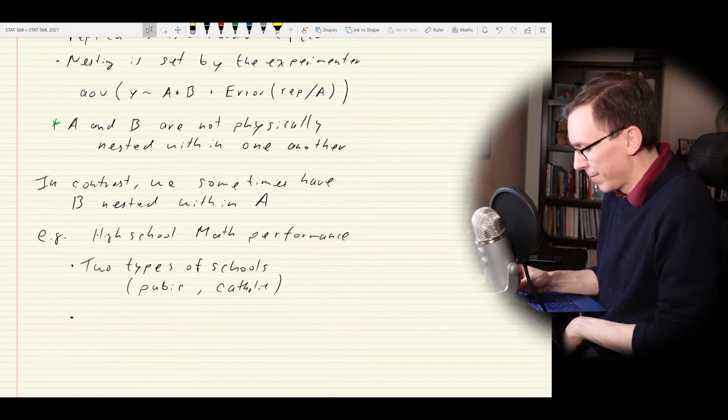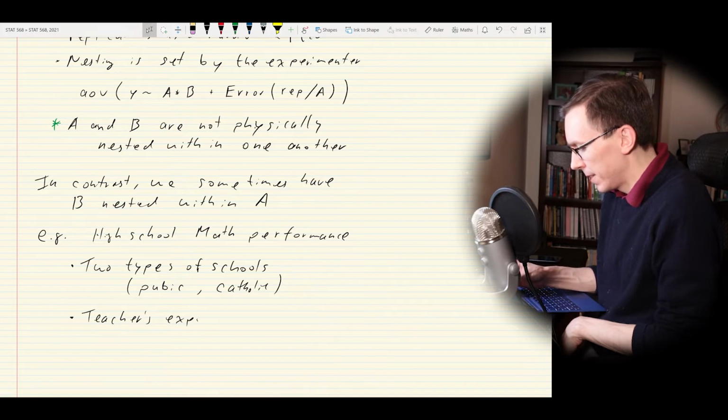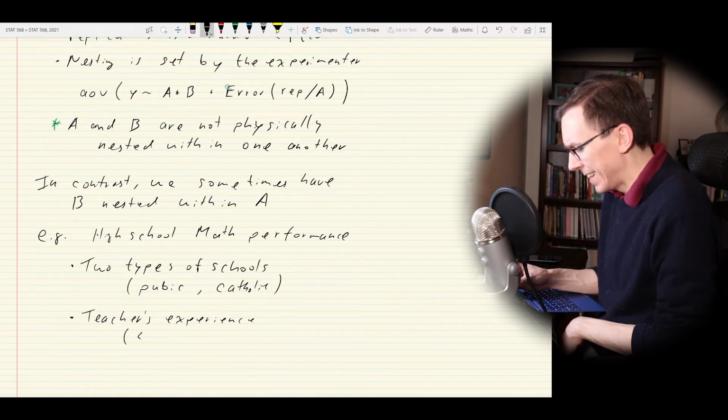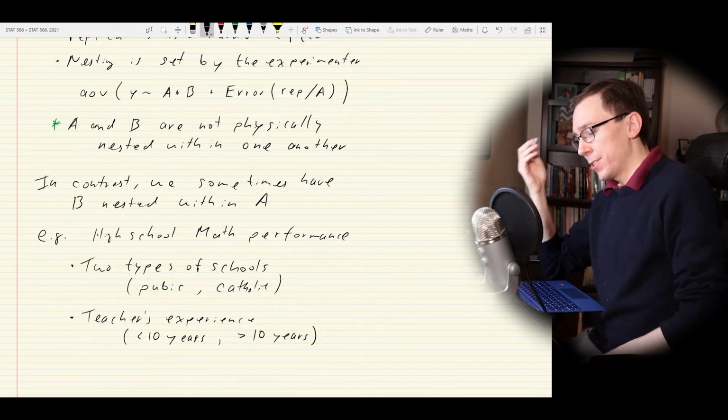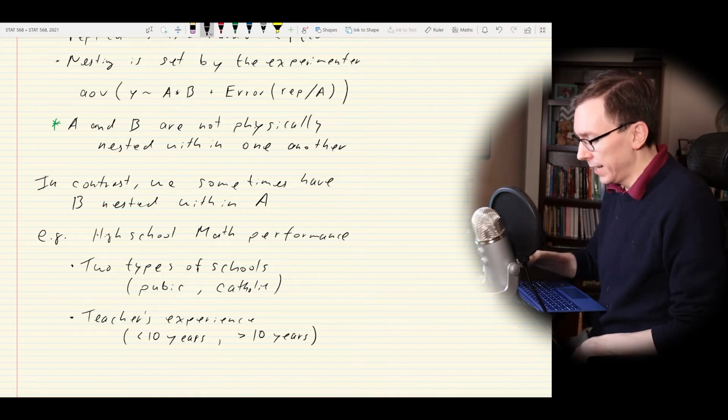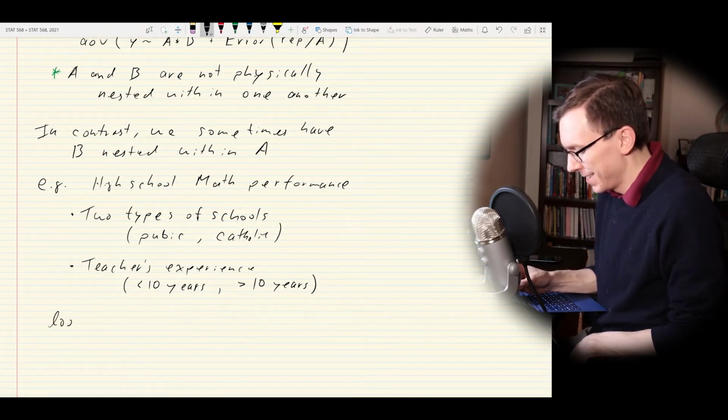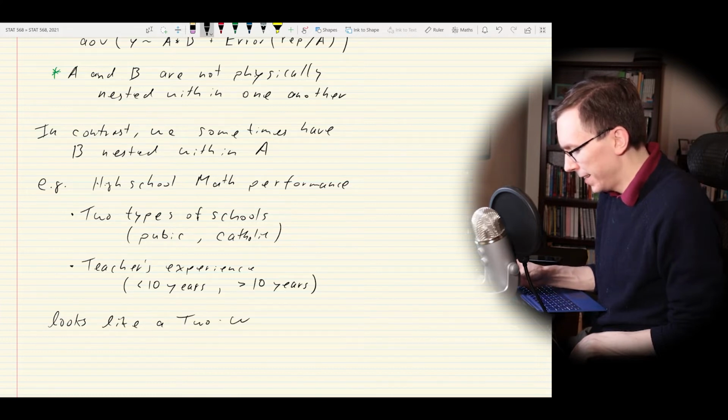So maybe we can have something like teachers' experience. And what I want to do is split it into 2 levels. So we'll say something like, let's just say less than, I don't know, 10 years or greater than 10 years. So on the surface, we could look at this and say, well, this basically looks like a two-way ANOVA problem.